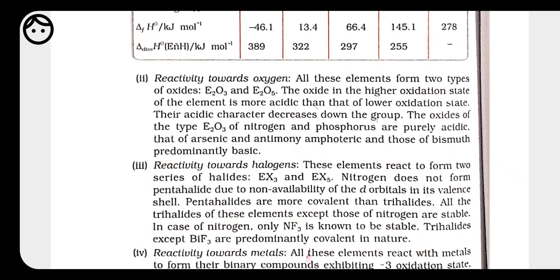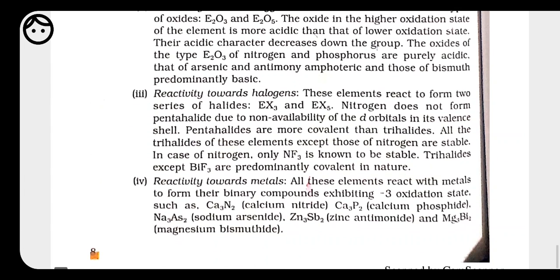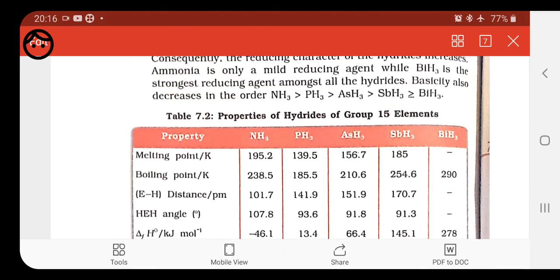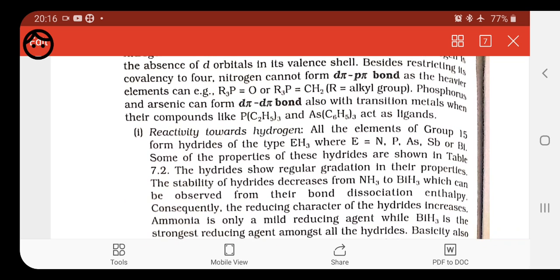Then it reacts with halogen, because halogen is also more electronegative than this, and then it forms chloride, or whatever halide it may be called as. And then there is the reaction of nitrogen with metal. So first we will start with the reactivity of nitrogen with hydrogen.